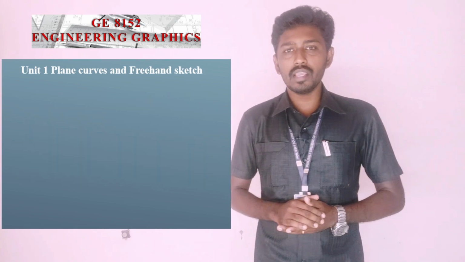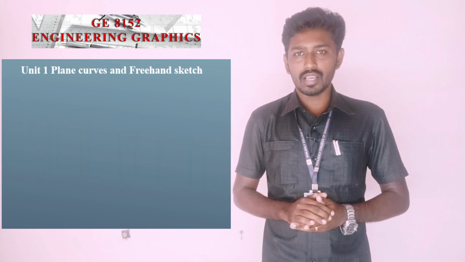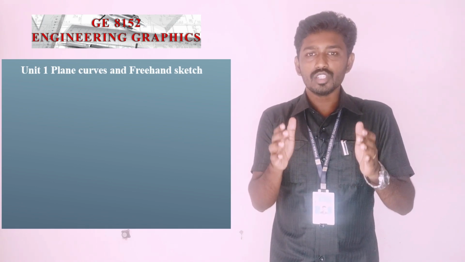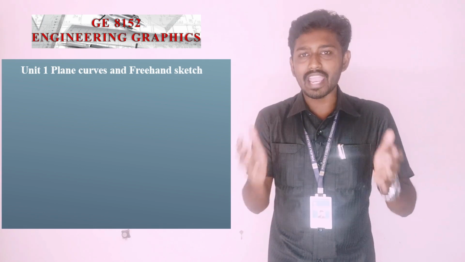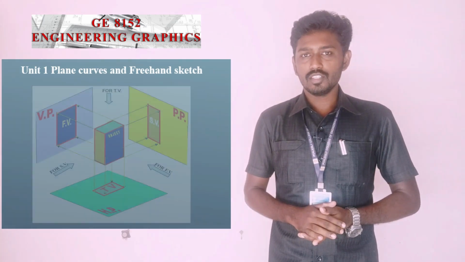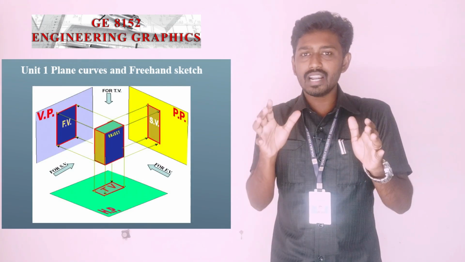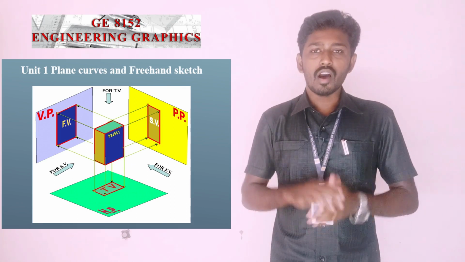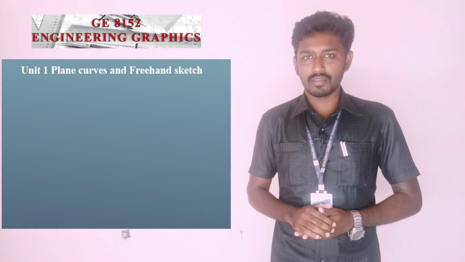When we come to the freehand sketch, freehand sketch is nothing but a drawing drawn without having any instrument. So there we extract the front view, top view and side view of the object using the orthographic projection, right?